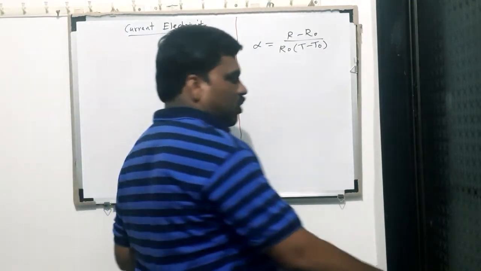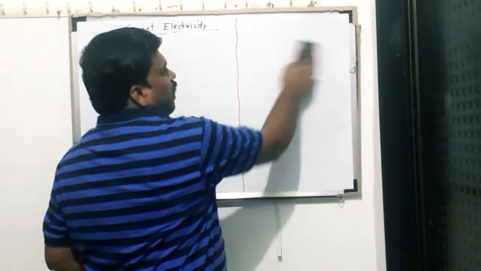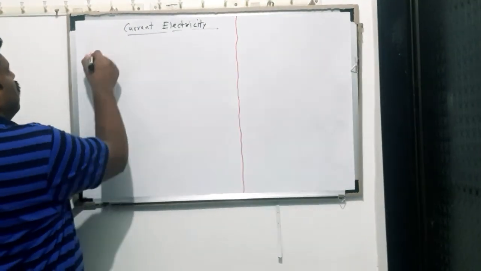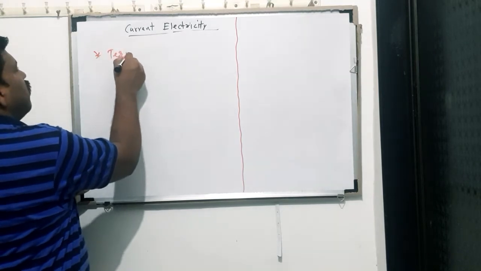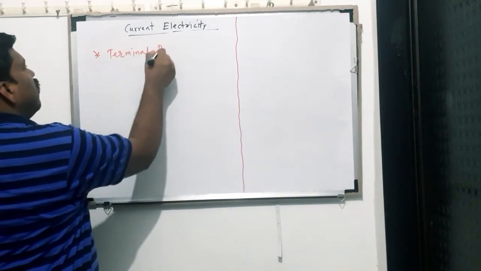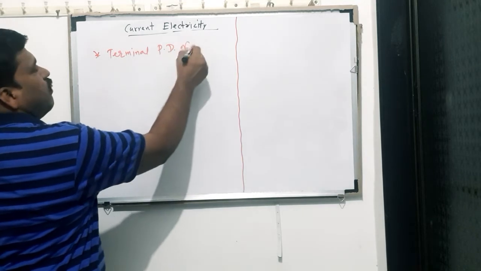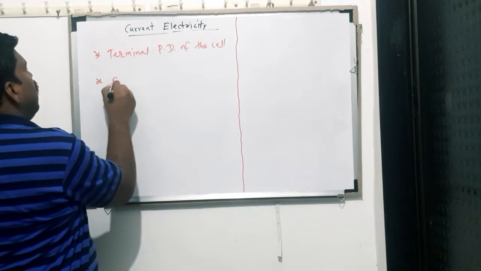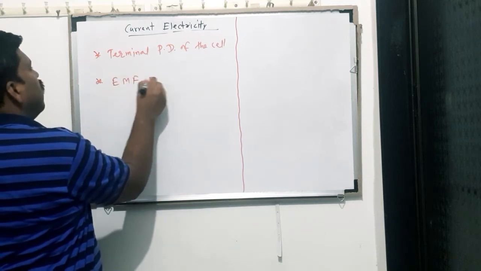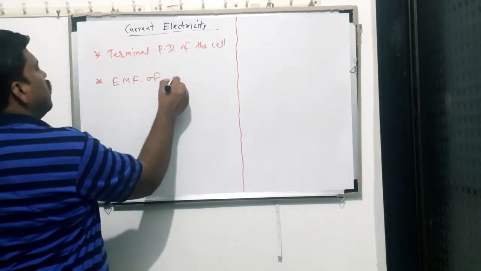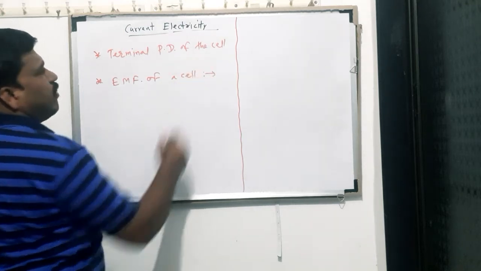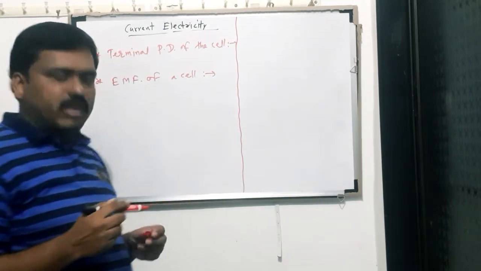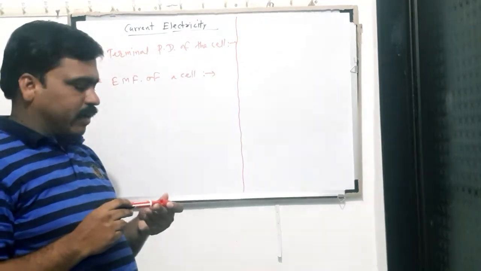यानंतर आपण आणखीन दोन डेफिनेशन्स या ठिकाणी बघणार आहे. One is terminal PD of the cell and another is EMF of a cell. EMF of the cell and terminal PD of the cell या दोन डेफिनेशन्स आपण या ठिकाणी डिफाइन करणार आहे.